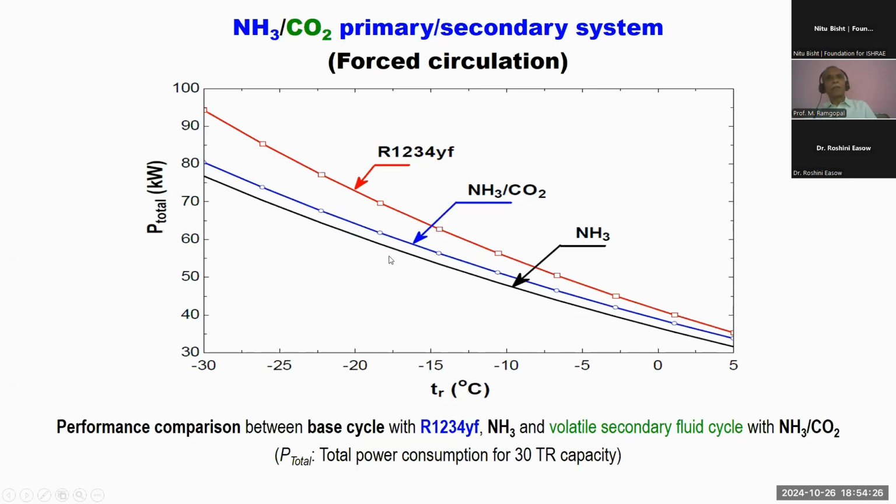But you can see that even with the pump, the power consumption of the ammonia carbon dioxide hybrid, or ammonia carbon dioxide primary secondary system, is still much smaller than the R1234YF system. So that means instead of going for R1234YF, we can as well use an ammonia carbon dioxide system, so that we can make the system efficient, and at the same time we can also make it safe.